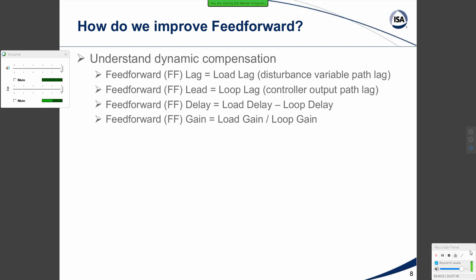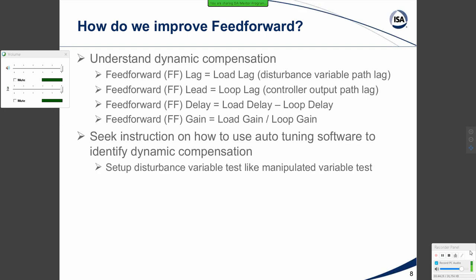And then the feed forward gain, we can look at that as being a ratio of load gain to the loop gain. So what you need to do is seek instruction on how to use the auto-tuning software to identify the dynamic compensation. In other words, you need to do a step disturbance variable test, just like you did for the manipulated variable, the controller output.